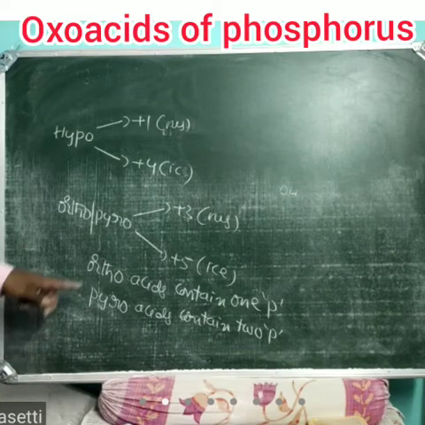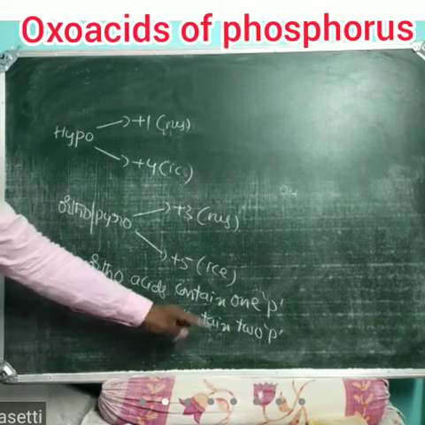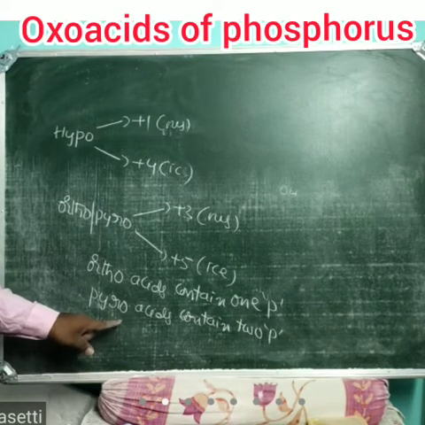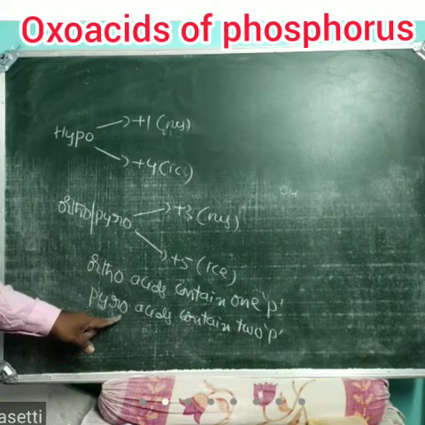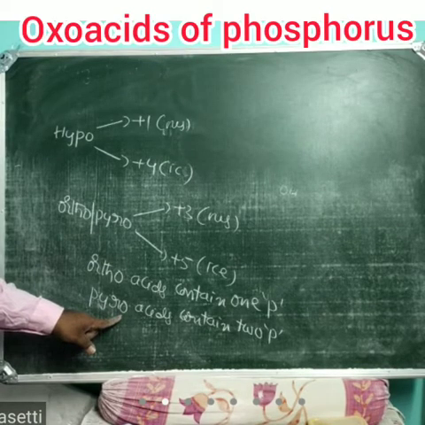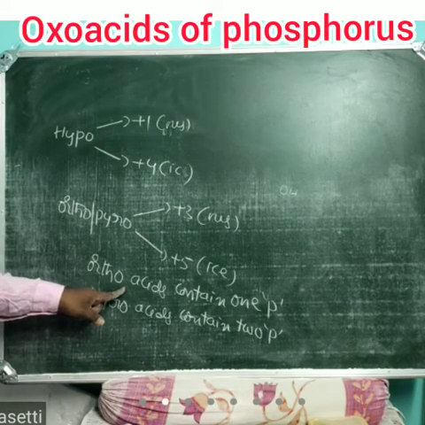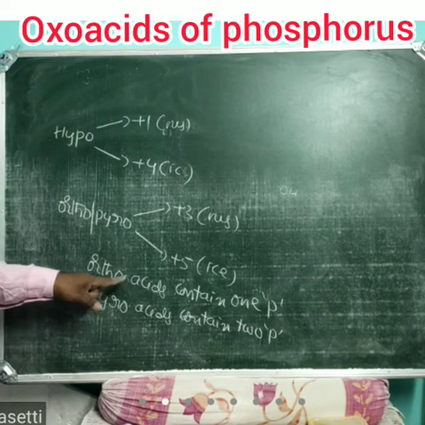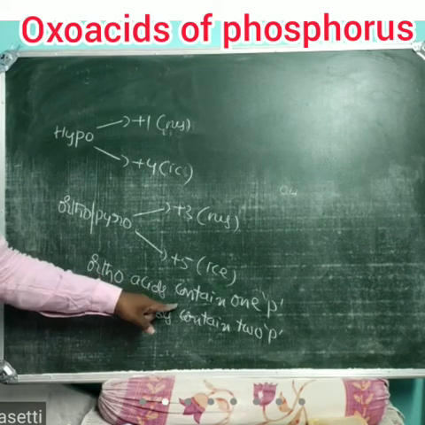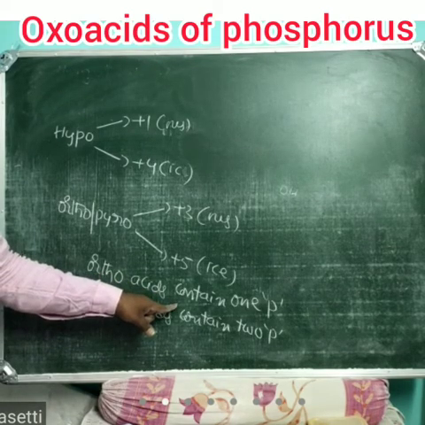If they give pyrophosphoric acid, pyro means how many phosphorus are there? 2. Pyro means it contains 2. Ic acid, so the oxidation state is +5. Pyrophosphoric acid, what is the oxidation state? +5. Orthophosphoric acid: ortho means it contains 1 phosphorus, and ic acid means again the oxidation state is +5.